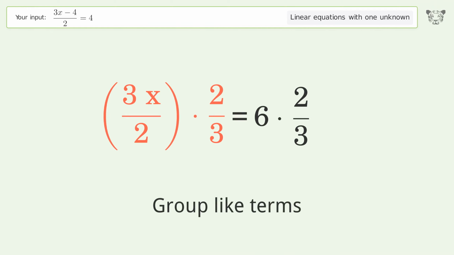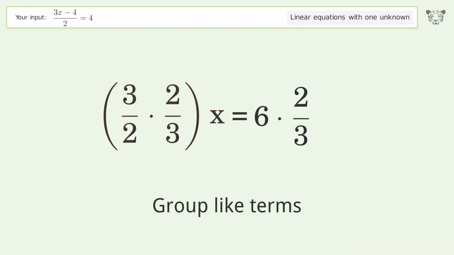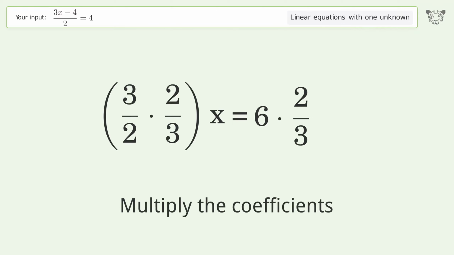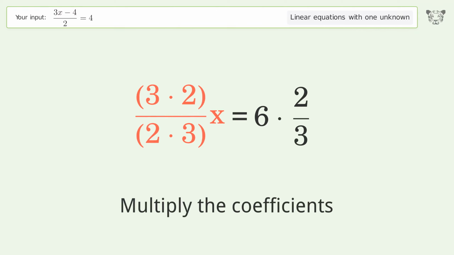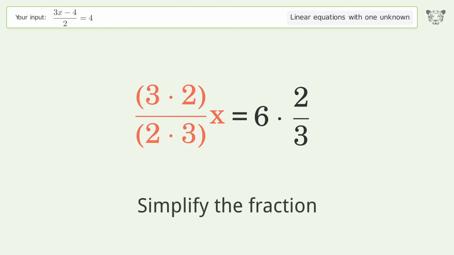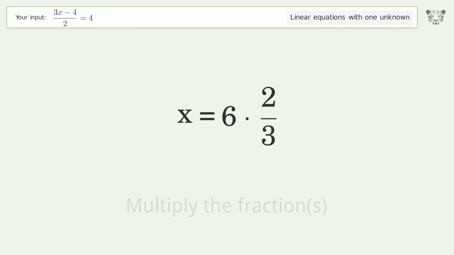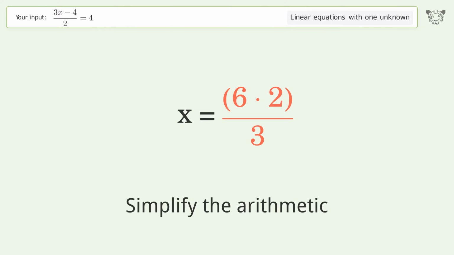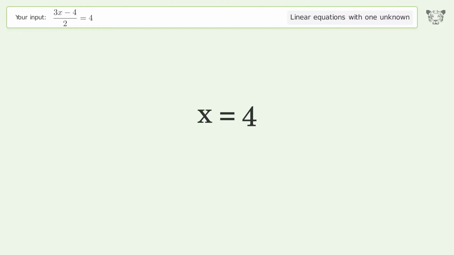Group like terms. Multiply the coefficients. Simplify the fraction. Multiply the fractions. Simplify the arithmetic. And so the final result is x equals 4.